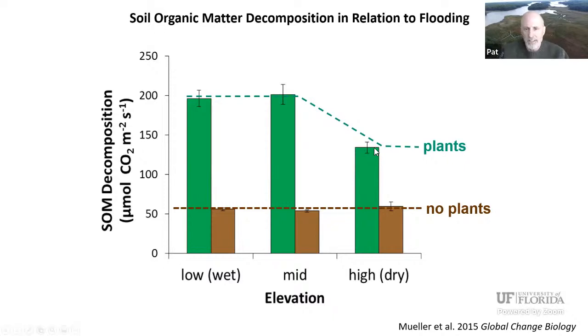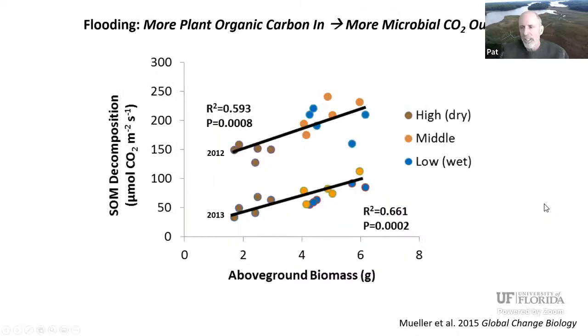And if we look at the plants, the lowest rate of decomposition is at the highest pot. So the highest pot was supposed to have the highest rate of decomposition, but has the lowest in the presence of plants. And the only way we can explain this is if the plants are driving the process. And in fact, we do see these relationships between above ground and below ground biomass and soil organic matter decomposition rates. And we see them if we run the experiment 1 year, or if we run it 2 years, we see the same thing. So more plant carbon in, more microbial carbon out, homeostasis.